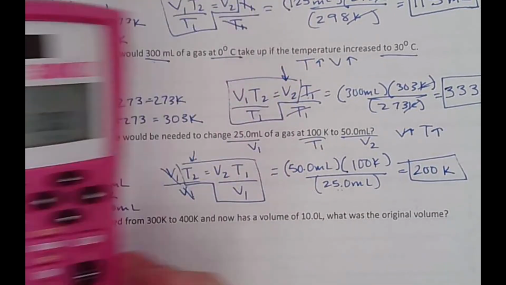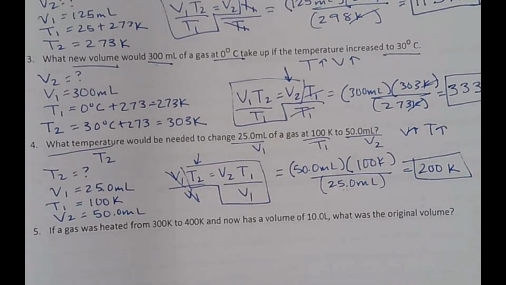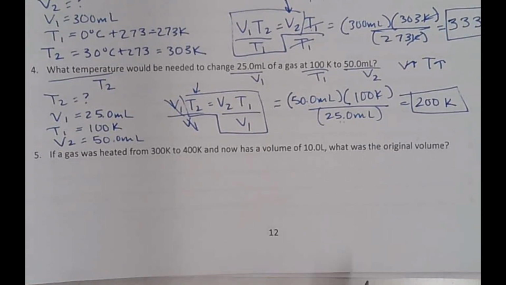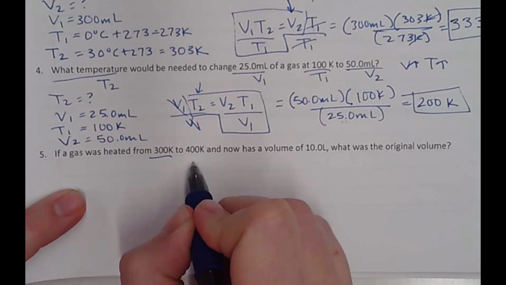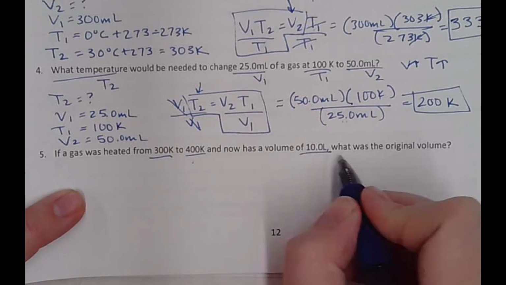Okay, one more. Go ahead and pause the video, attempt number 5, and then unpause it when you're ready. Okay, question 5 says, if a gas was heated from 300 Kelvin to 400 Kelvin, and now it has a volume of 10 liters, what was the original volume?